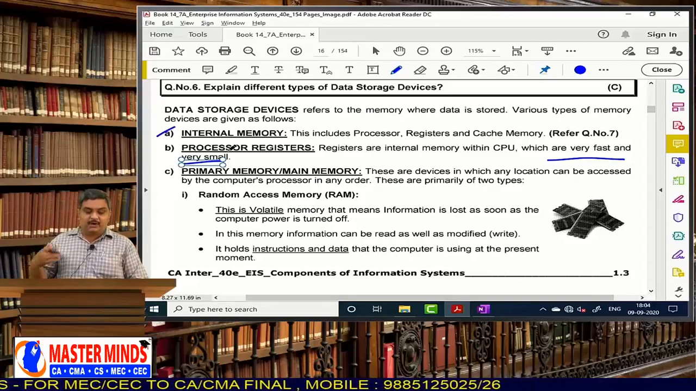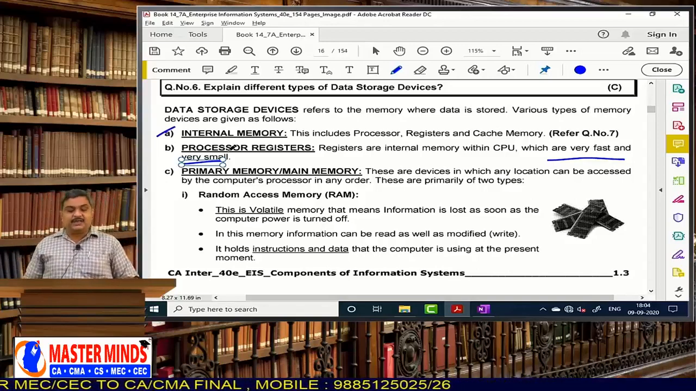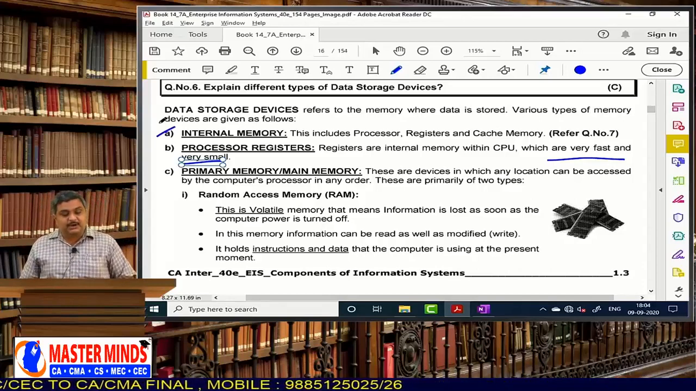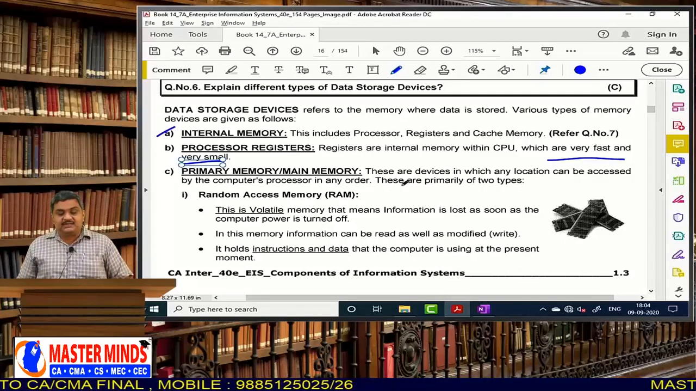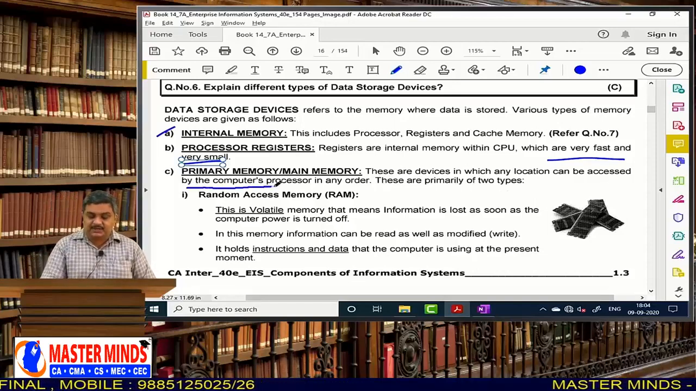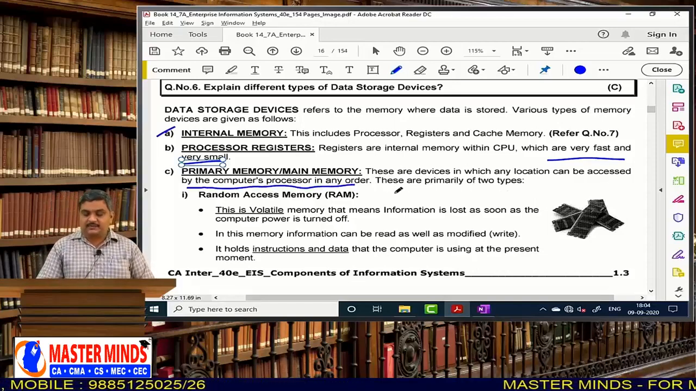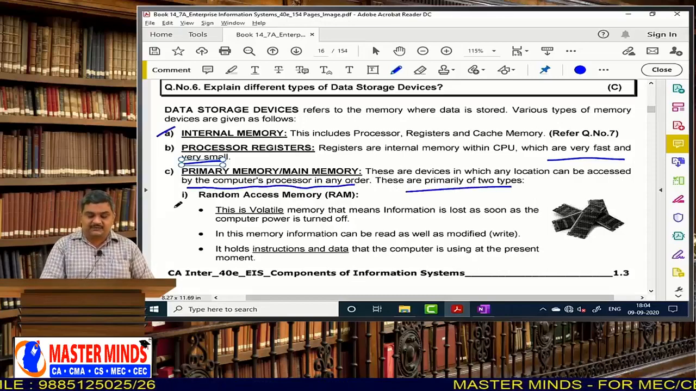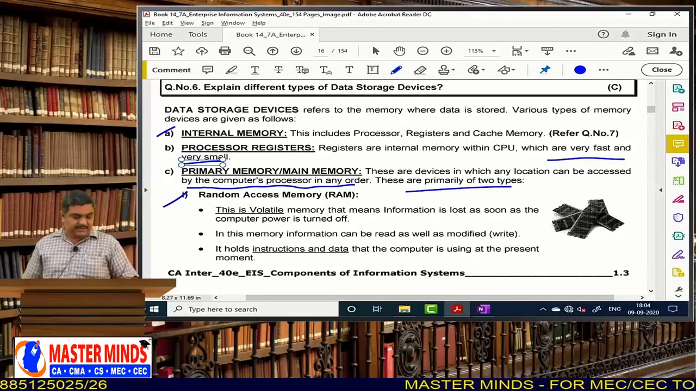Next, primary memory or main memory. In computers, we have primary memory or main memory. These are the devices in which any location can be accessed by the computer's processor in any order. These are primarily of two types. First one, random access memory.